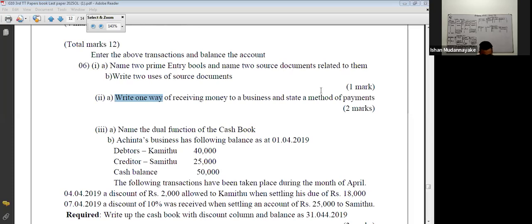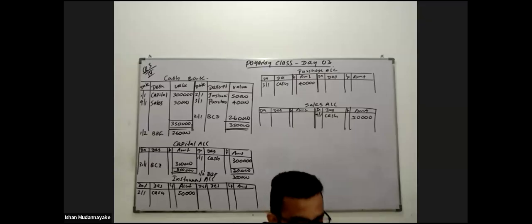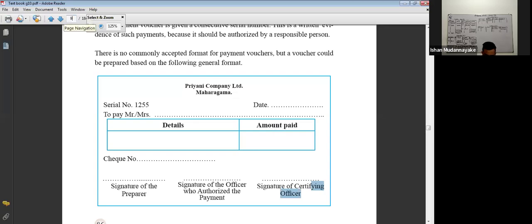Students, different ways of receiving money to a business organization. Write one way of receiving money to a business and state a method of payment. These points are available in the textbook. Go to the textbook, page number 84. In the textbook, page number 84, you can see different methods of receiving money to a business organization.